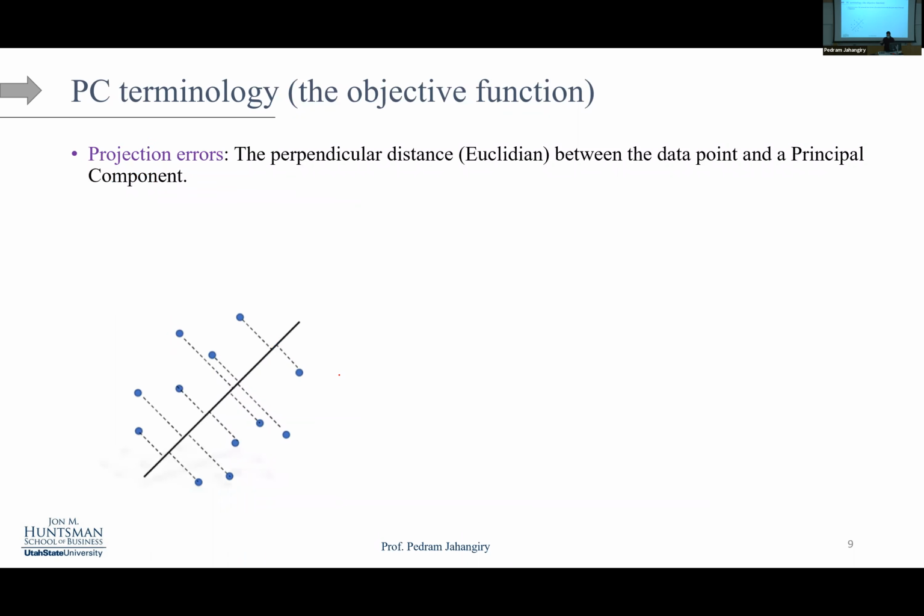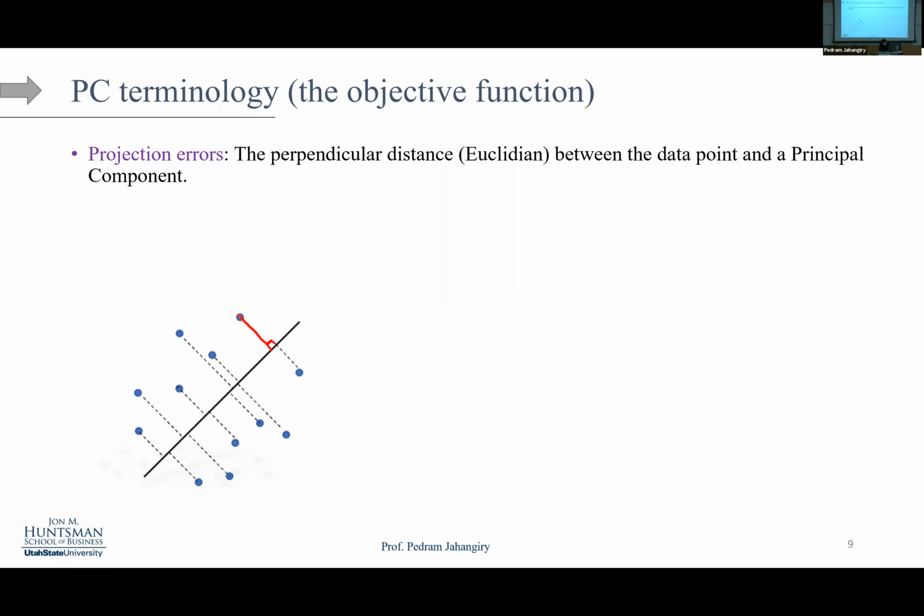So now let's continue the discussion of the terminology in principal components. So projection errors. What are the projection errors? Projection errors are the perpendicular distance, or our friend Euclidean distance, between the data points and the principal components.